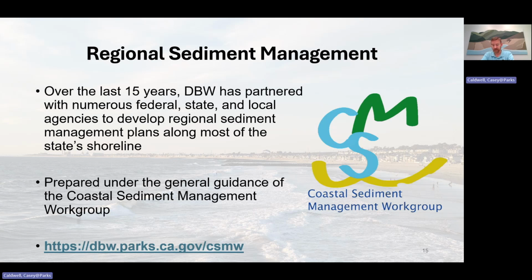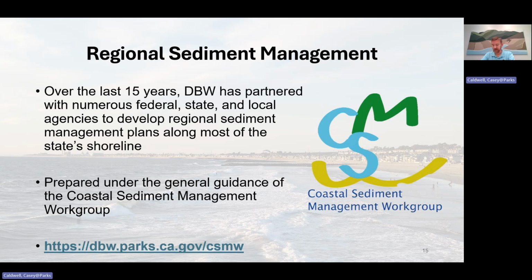This effort has been led by the California Coastal Sediment Management Work Group, or the CSMW, which is a federal-state partnership involving many federal and state coastal stakeholder agencies. The CSMW is currently co-chaired by the Army Corps of Engineers and DBW. Almost all the populated areas of California's coastline are discussed in a regional sediment management plan that was prepared under the general guidance of the CSMW. So it's more than likely that your agency's area is discussed in one of these plans.